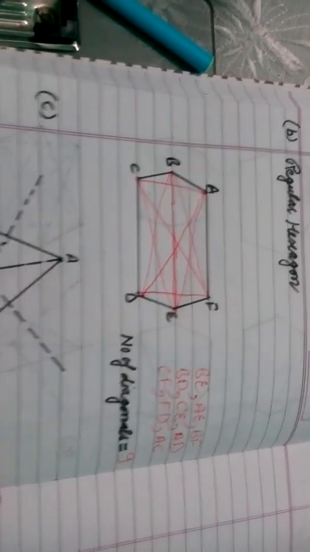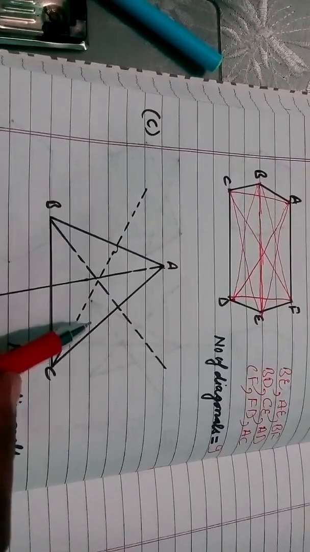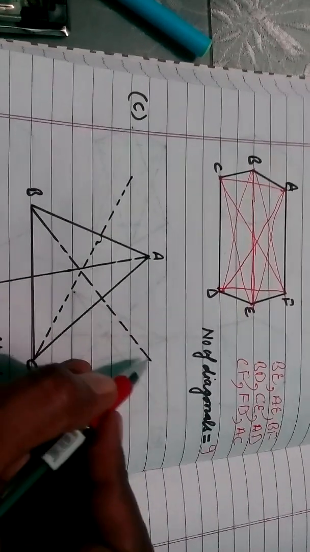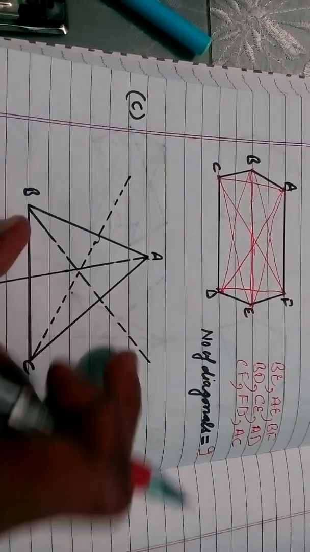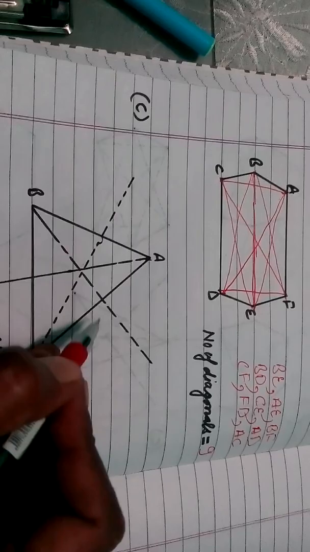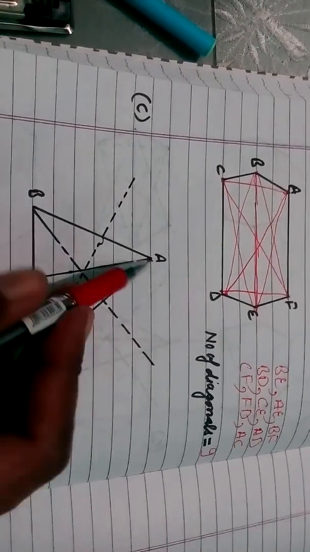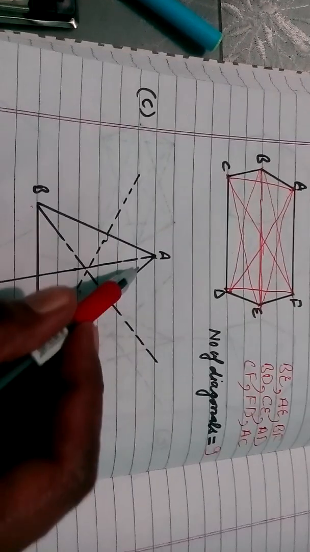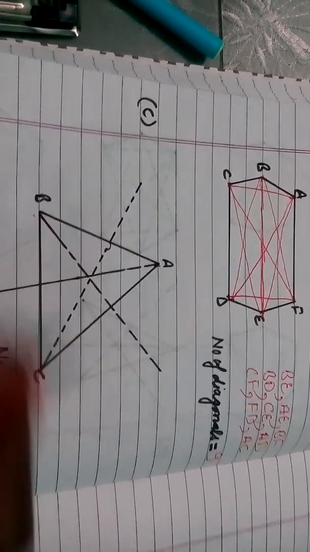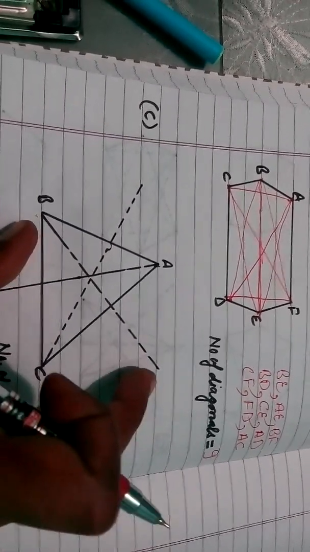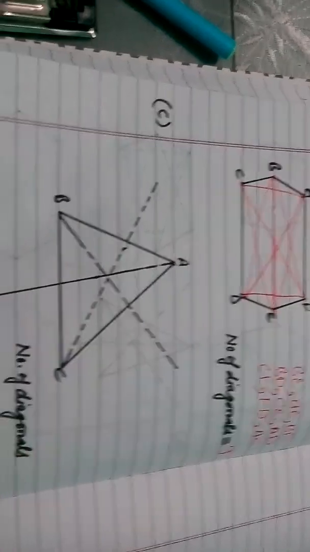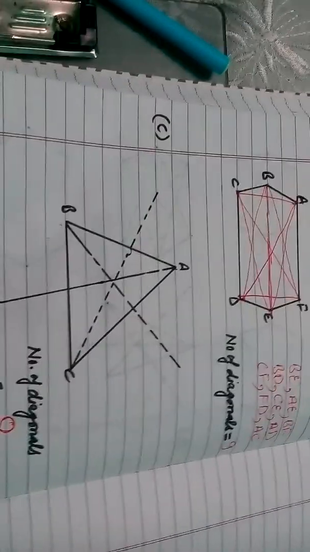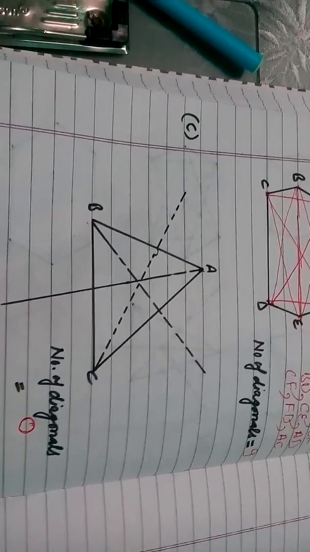From this figure you can conclude that diagonals are the lines that join the opposite or non-consecutive vertices. You can see that all these vertices in a triangle are consecutive, one after another. So there are no non-consecutive vertices in a triangle, so the number of diagonals in a triangle is 0. Okay, that's all.